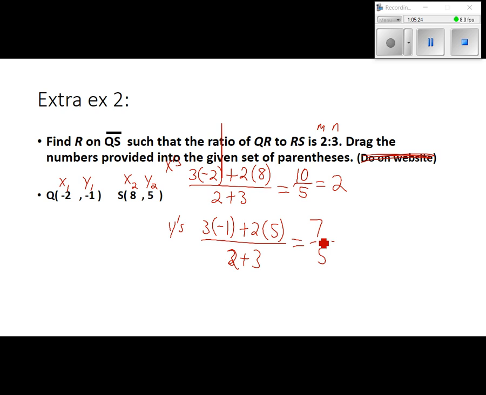Somebody help us out with 7 divided by 5. 1.4. Everybody agree with that? So what point are we going to be at if we go 2 to 3? If we split it up into 2 parts on one side, 3 parts on the other side? 2, 1.4.